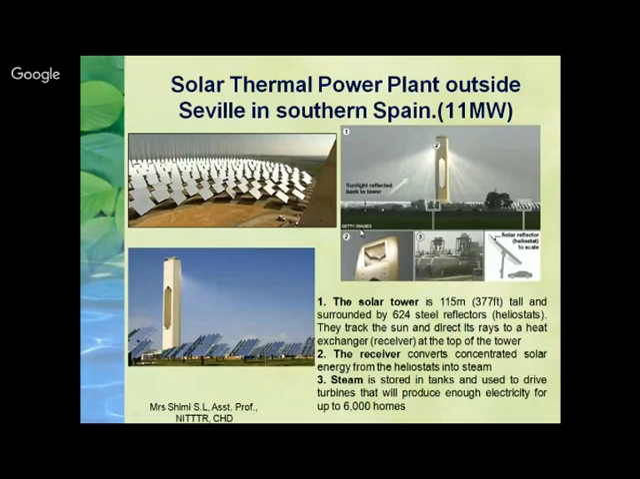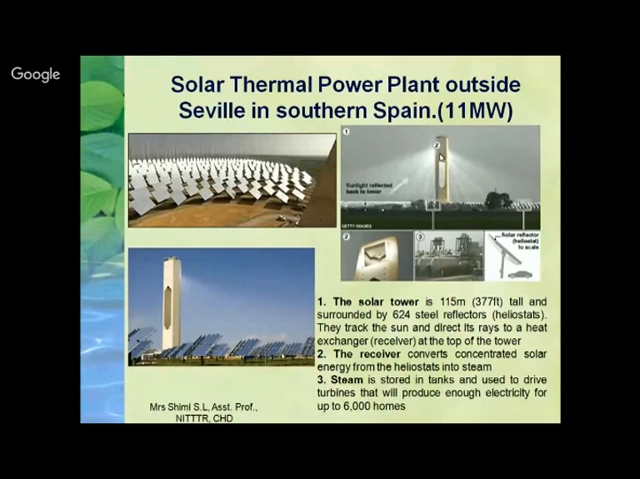It will reflect the sunlight towards that heat exchanger. And there is a receiver, and that receiver converts the concentrated solar energy. This top is the receiver. So these are the heliostats which will reflect the light to the receiver here, which converts the concentrated solar energy from the heliostats into steam. Water is converted into steam by this large heat generated.